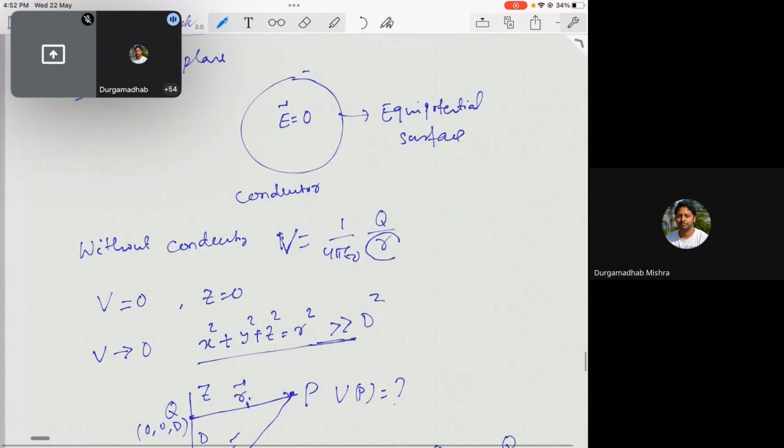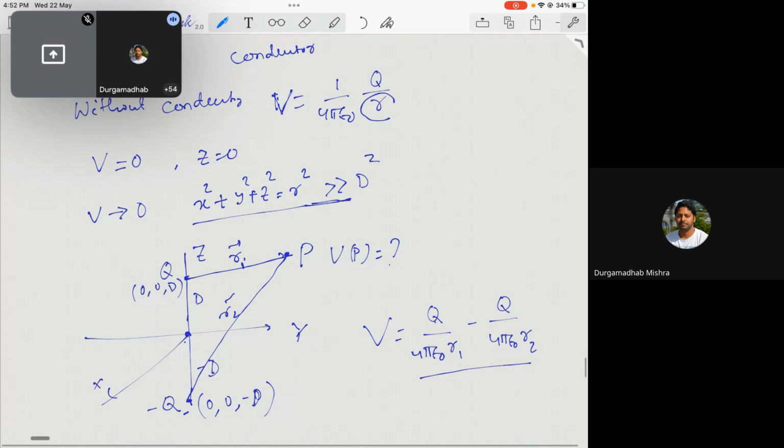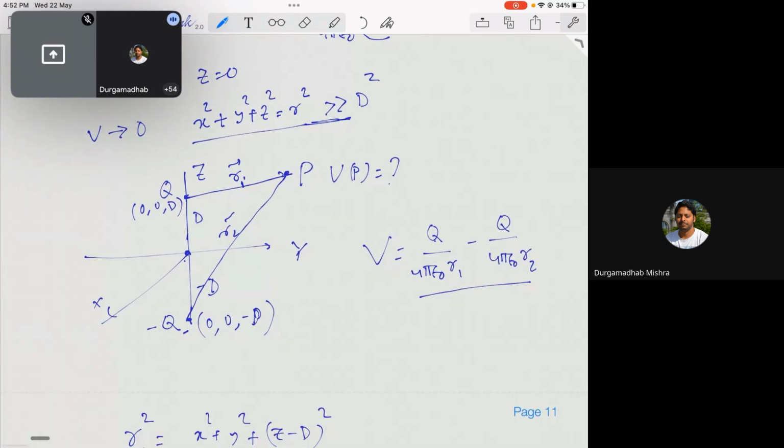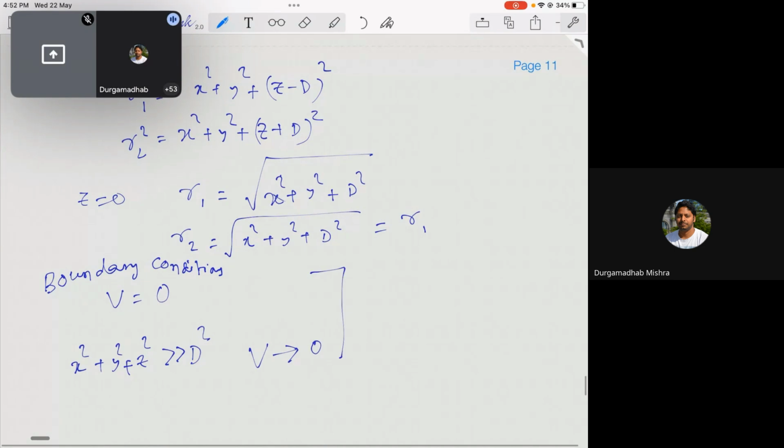In that case, we said that the boundary condition is V equals 0 at z equal to 0, and V should tend to 0 when x squared plus y squared plus z squared is much greater than d squared. And we get the same boundary condition for this kind of charge distribution, without any conductor. This is again an imaginary situation that we are talking about. We have a positive charge Q and a negative charge minus Q, each at a distance d from the origin, and they have exactly the same boundary conditions.